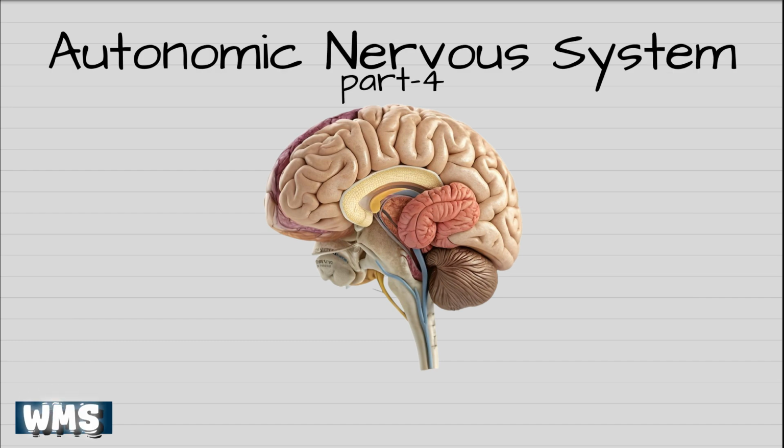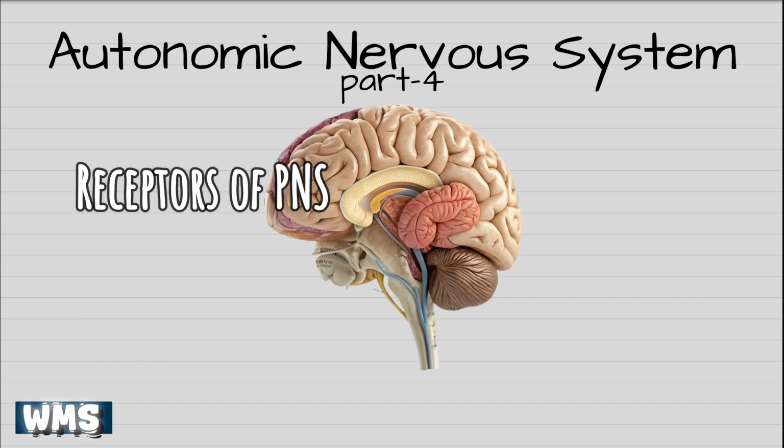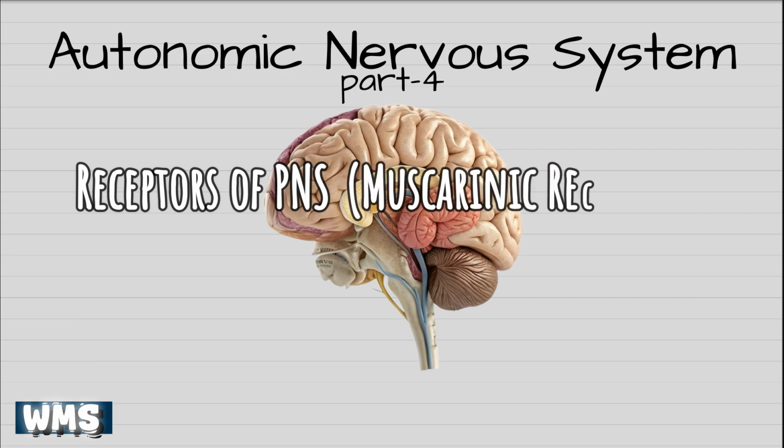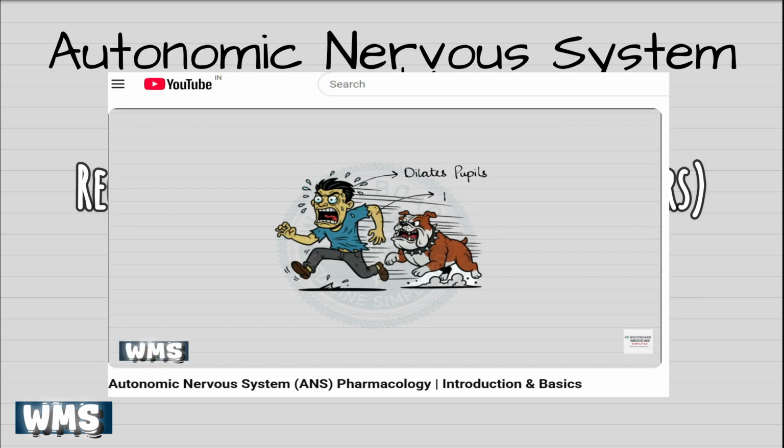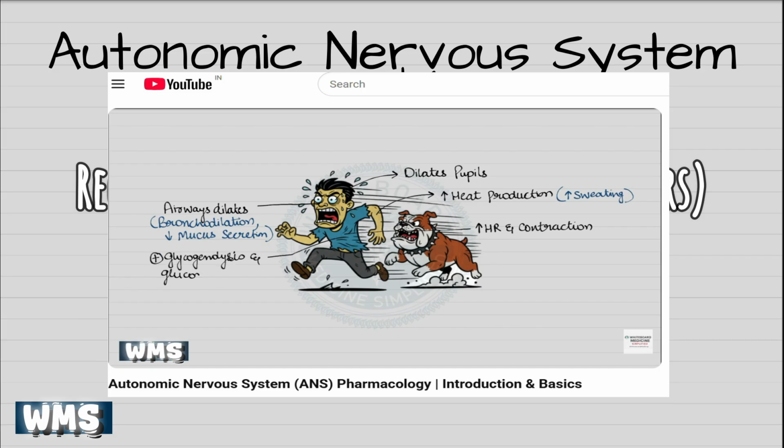In today's lecture, we are going to discuss the receptors of the parasympathetic nervous system with a special focus on muscarinic receptors. We'll break down their subtypes and understand how each of them acts on different organs. Before we begin, I strongly recommend watching the introductory video on the autonomic nervous system if you haven't watched yet. This lecture is directly connected to that foundation.